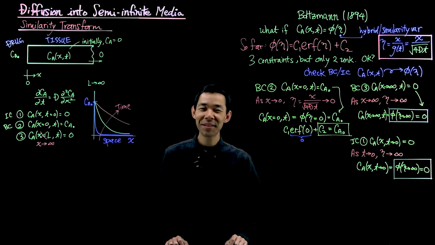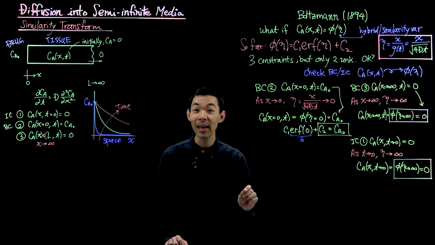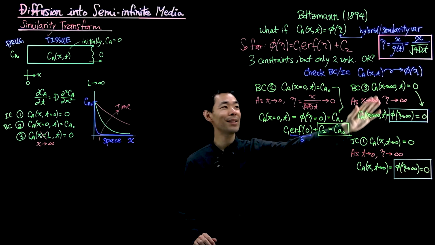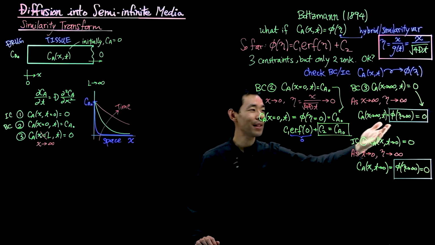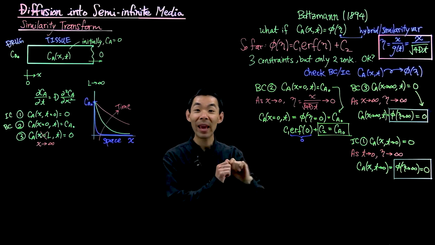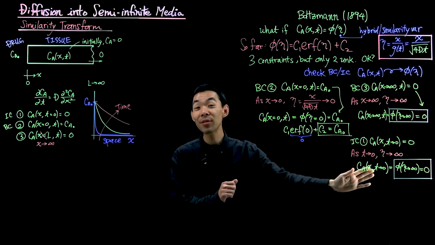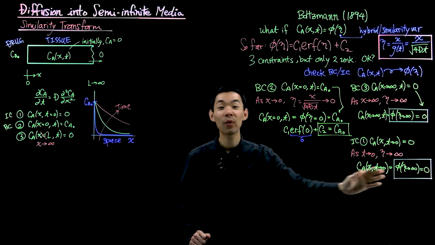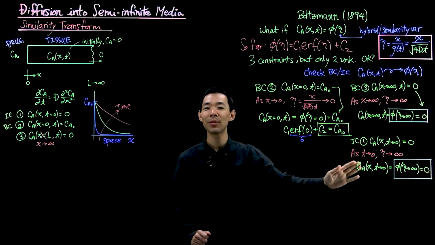You can now clearly see that those 2 constraints are the same. They're identical to each other. The boundary condition on x going to infinity is equivalent to phi of eta shooting out to infinity. That must be equal to 0. Down here, the initial condition in time is equivalent to phi of eta also shooting out to infinity, and that must be equal to 0.